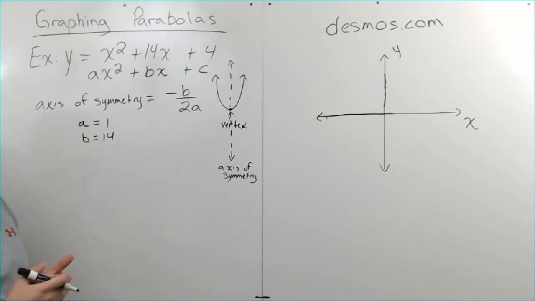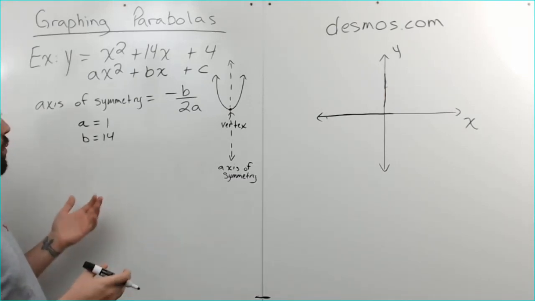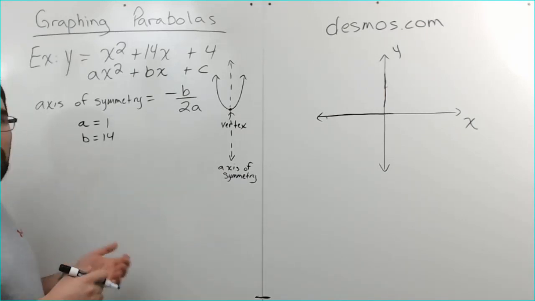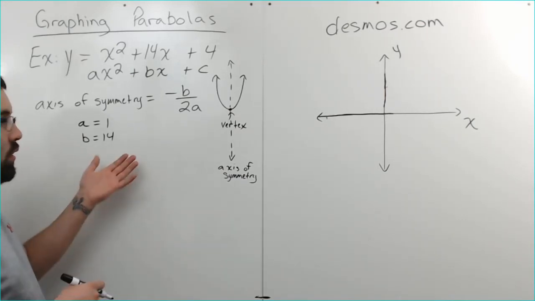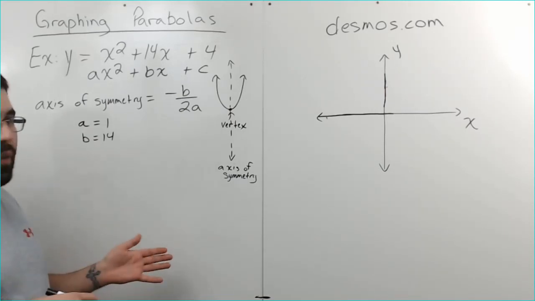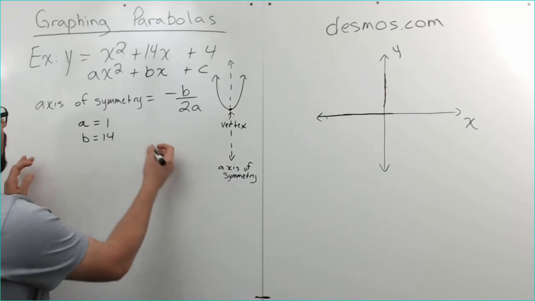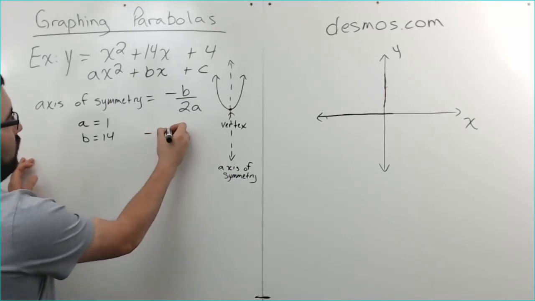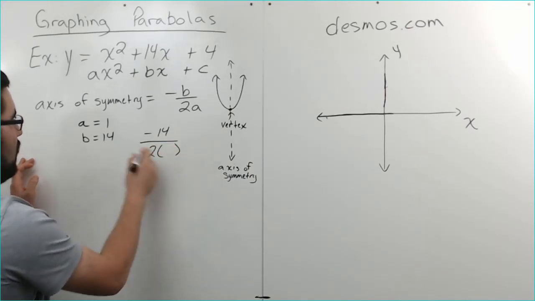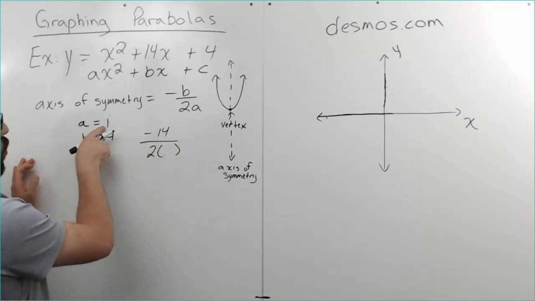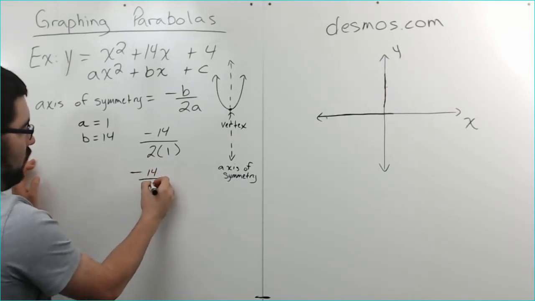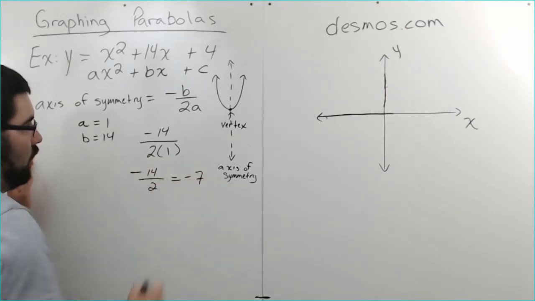So you literally just plug in. Now I've heard people say this is where you plug and chug. Yeah, it's called the substitution method. You're using the substitution property. So if your teacher ever asks you how to do it, you substitute. Negative 14, I replaced 14 with b, divided by 2 times a, which is 1. Which gives you negative 14 over 2, which is negative 7.